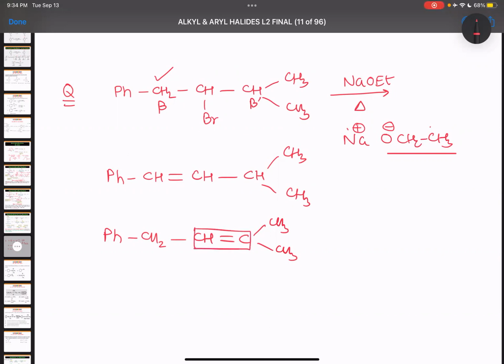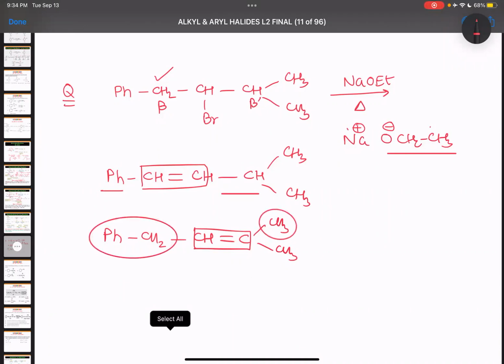So which one is the final product? This one is having two alkyl groups, this one and this one. And this one is having three alkyl groups. One group, this one, another, this one. So beta dash. Which one is going to be the major product? Still, this one is going to be the major product. This is the stable alkene.